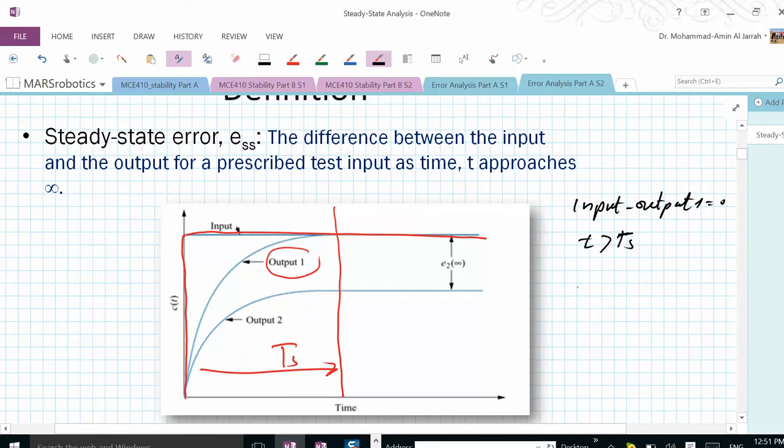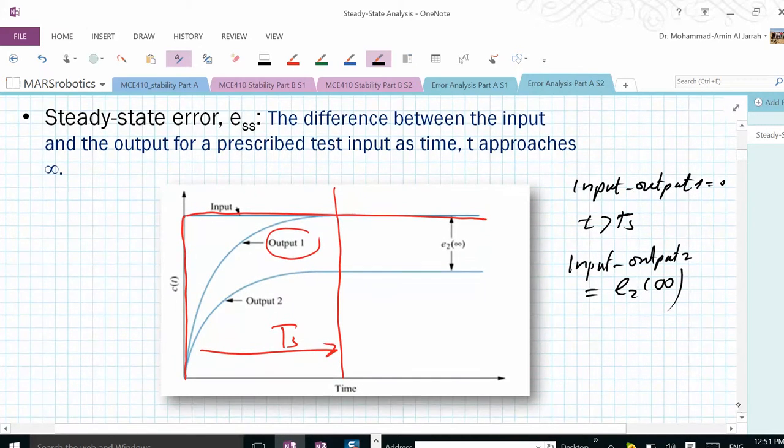For system 2, the same input minus output 2 equals E2 of infinity, after ts. So there is a steady state error. The steady state error is defined as the input minus the output, and here we have two cases, and this is for a step input.